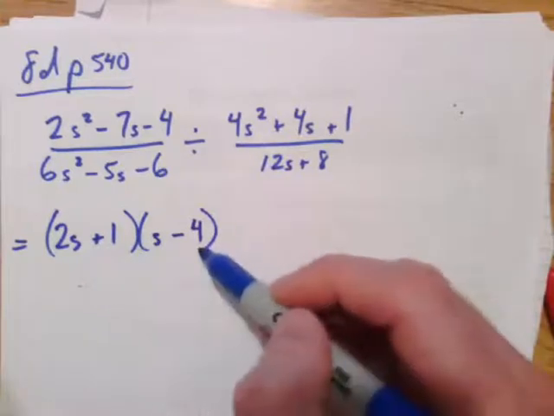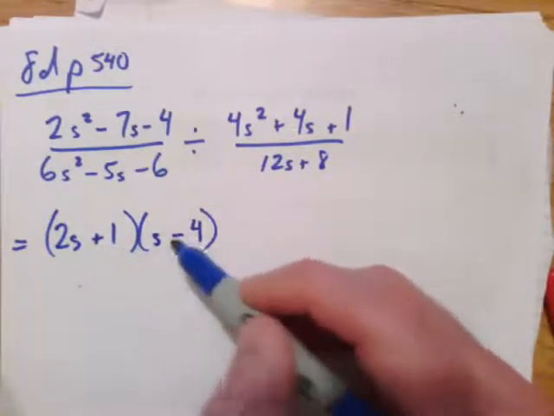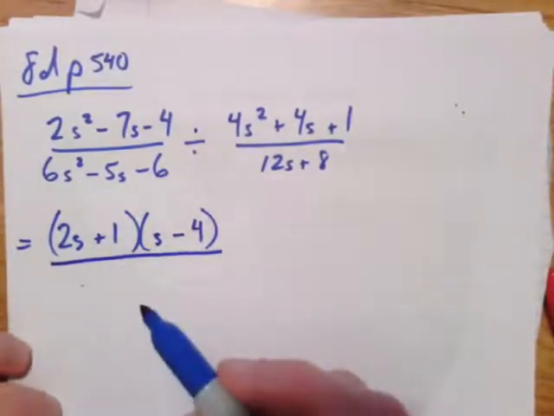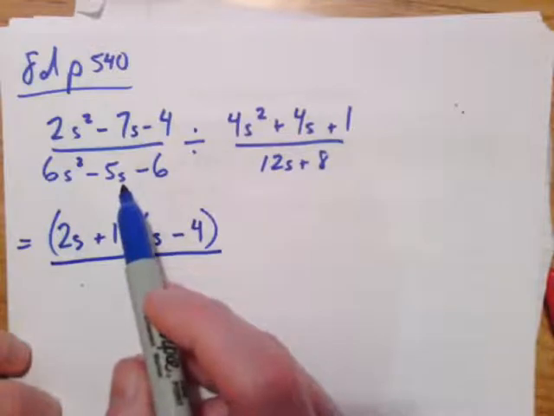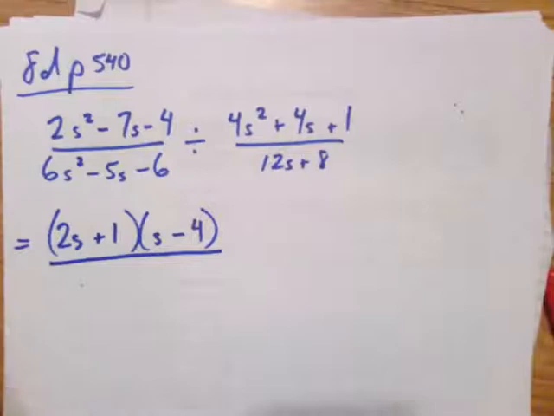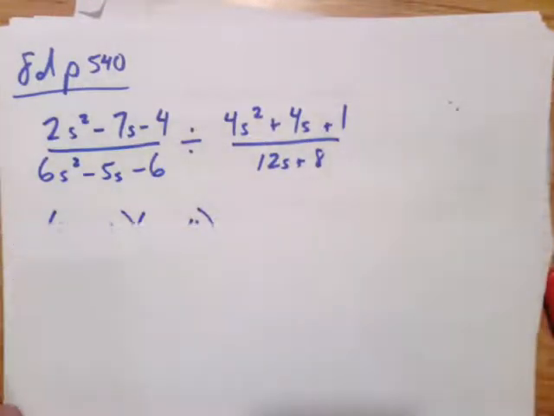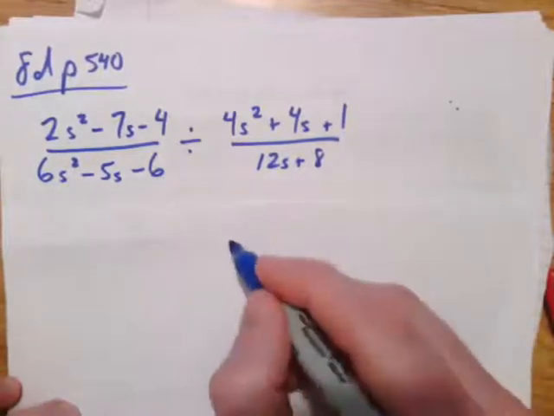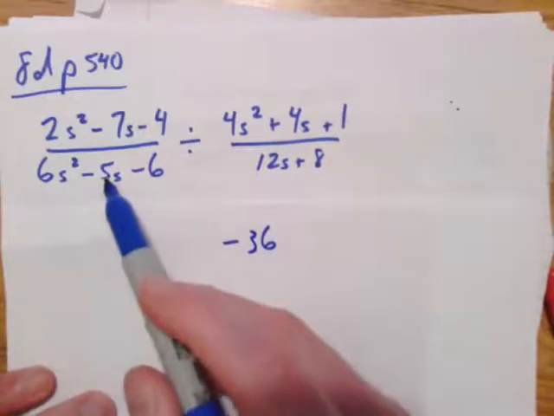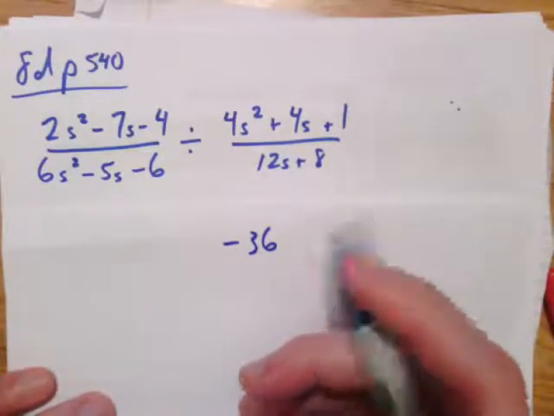2s squared minus 8s plus s minus 4. Yes, finally, that's right. On the bottom, this one's going to take some side work. I'm just going to do it on a different page. So I'm going to run out of space over here. So if I want to factor this, 6 times negative 6, that's negative 36. I need to find factors that multiply to get 36 and have a difference of negative 5.